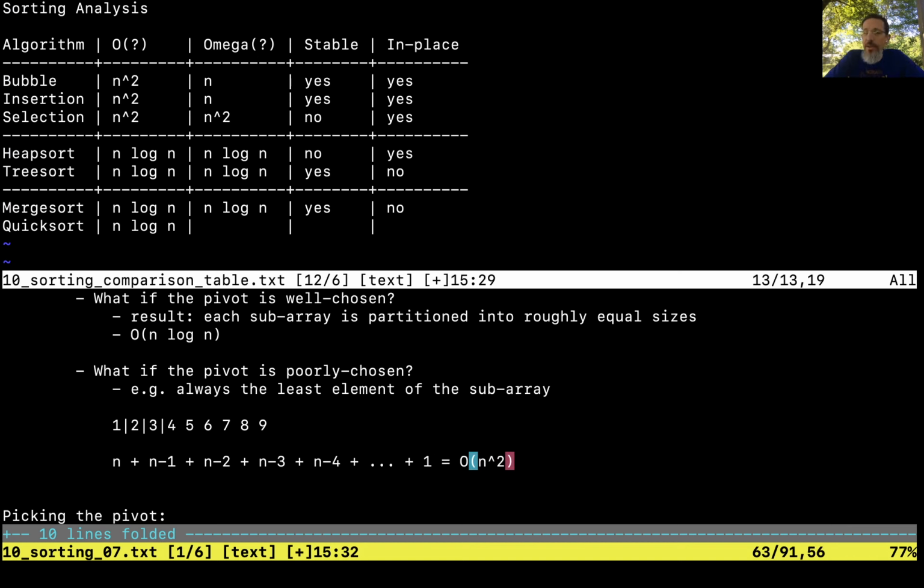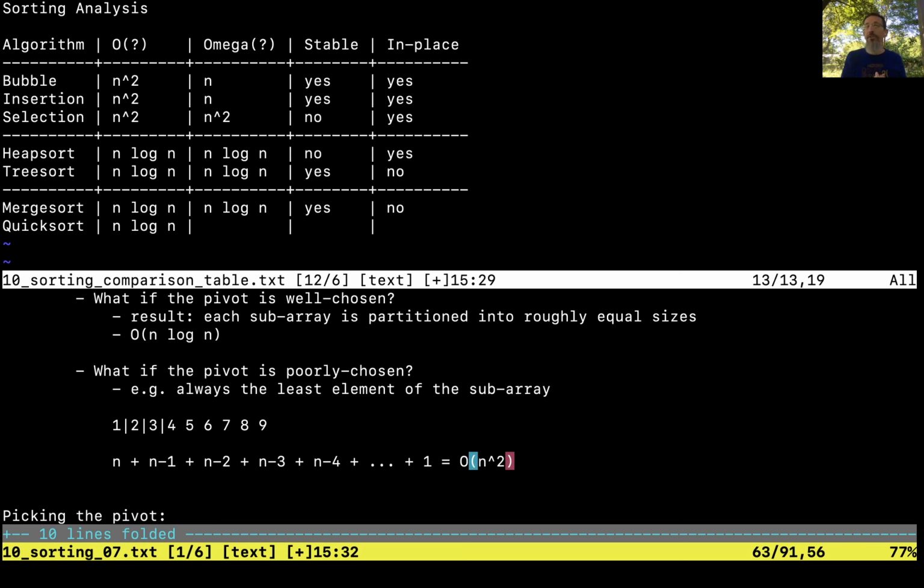So therein lies a bit of a mystery. Is Quicksort n log n, or is it an n squared algorithm? And if it's an n squared algorithm, why do we call it Quicksort? Well, it is an n squared algorithm if you do a poor job of picking the pivot. And the poor job of picking the pivot would be a deterministic strategy, like always picking the first element.